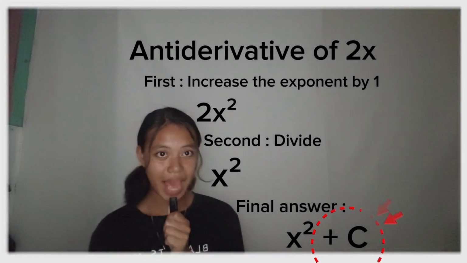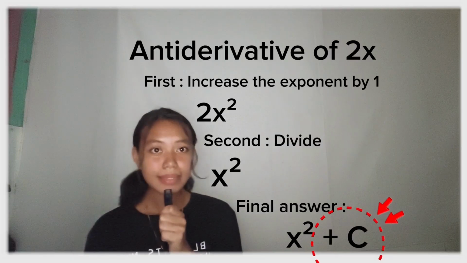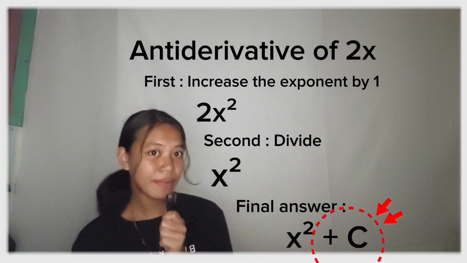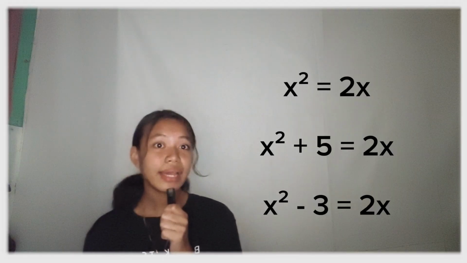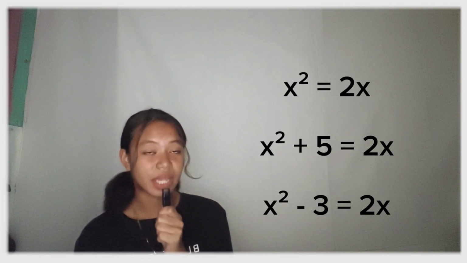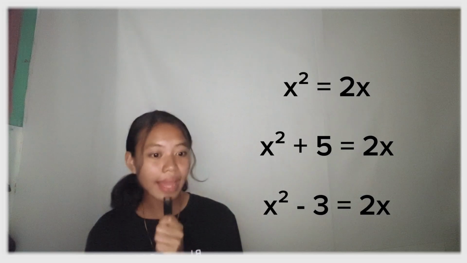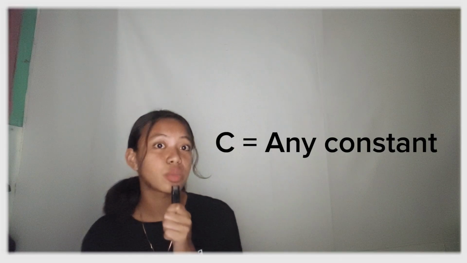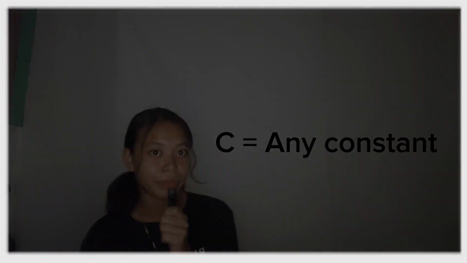Why do we add c, you ask? Well, we add c because many functions have the same derivative. For example, x squared plus 5 and x squared minus c all have the same derivative, which is 2x. That's why we add c, because c represents any constant number that is supposed to be in the original function.